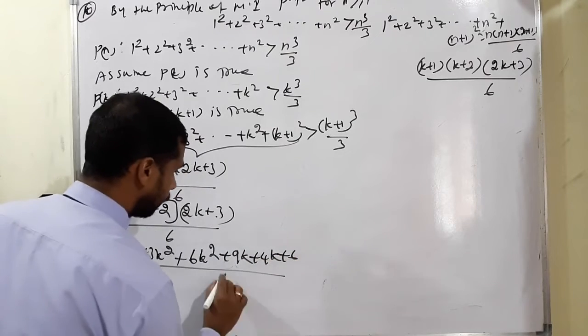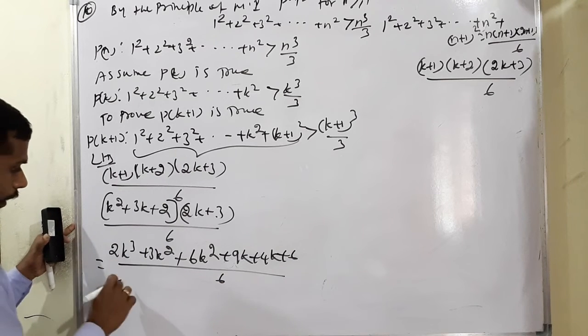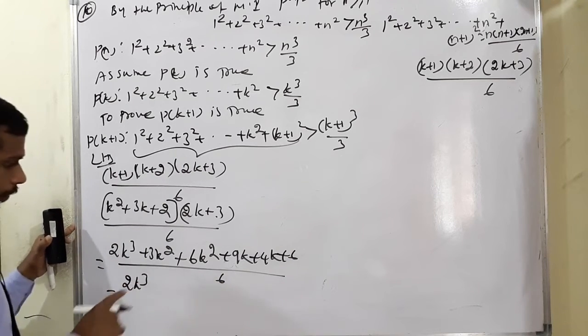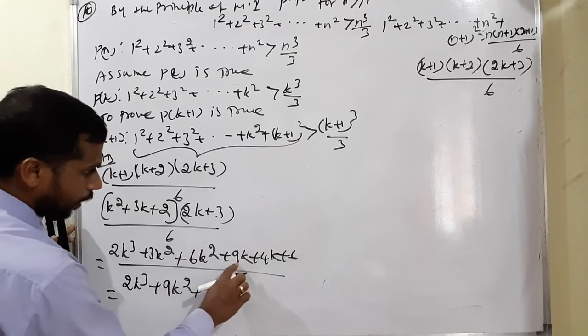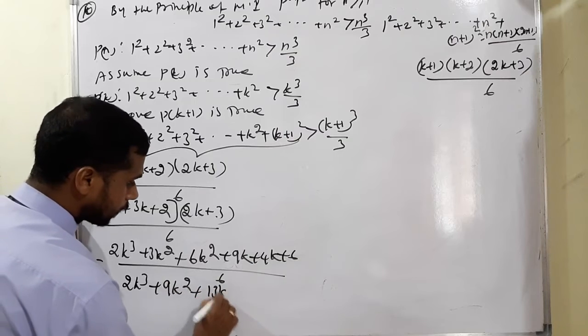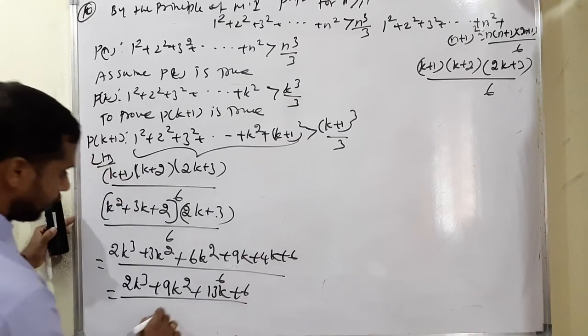The whole term divided by 6. Then, what are the like terms? 2k cube as it is, 2k. Then 3k square plus 6k. So we can write 9k square, 9k plus 4k plus 13k, and the constant only, 6 divided by 6.